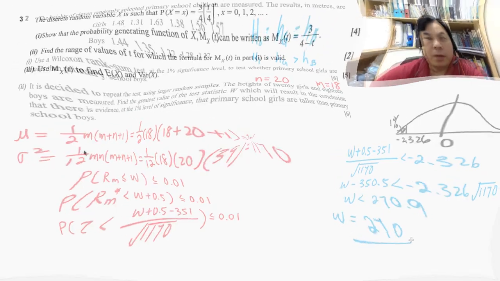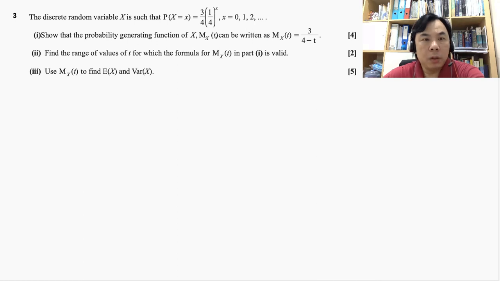All right. Question 3. Now the discrete random variable X is given as such. This one basically looks very similar to the geometric distribution. Now show that the probability generating function of X, given as M_X, can be written in this form here. Then after that we're going to find the range of values of t for which the formula of the probability generating function in part 1 is valid. And then the last part, we're going to use the probability generating function to obtain the expected value of X and the variance of X. All right, let's get started.